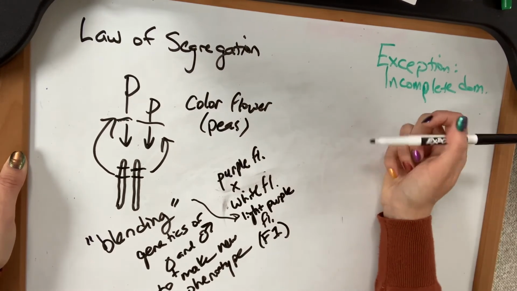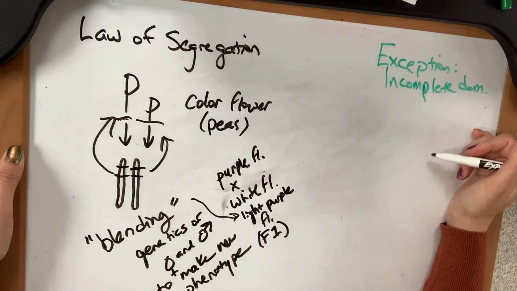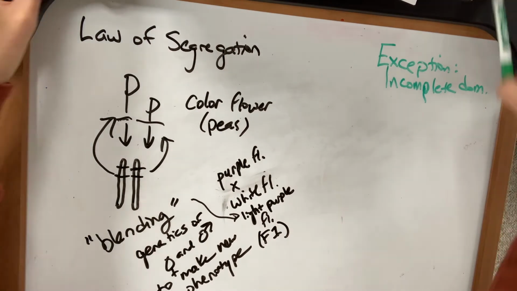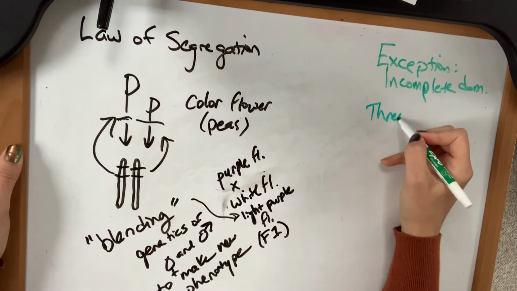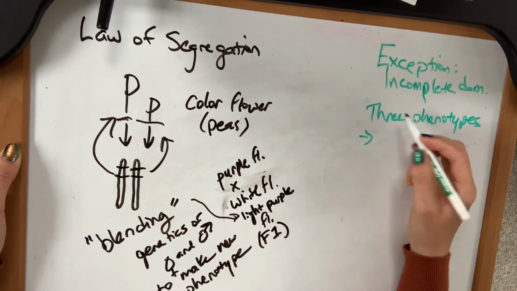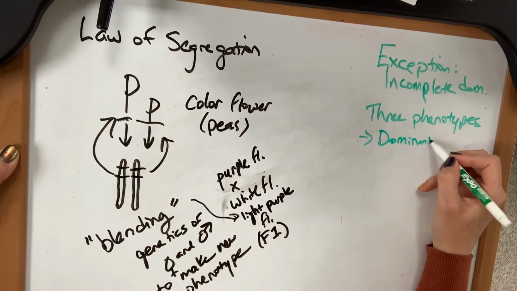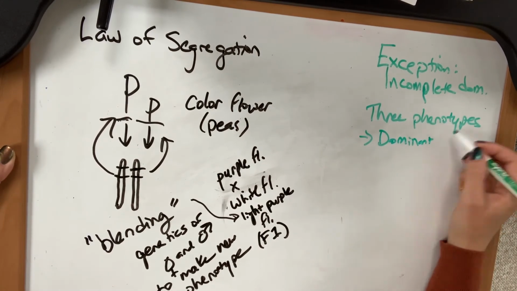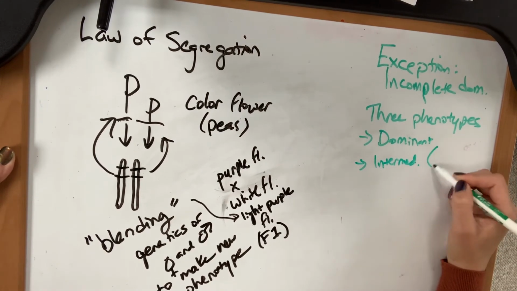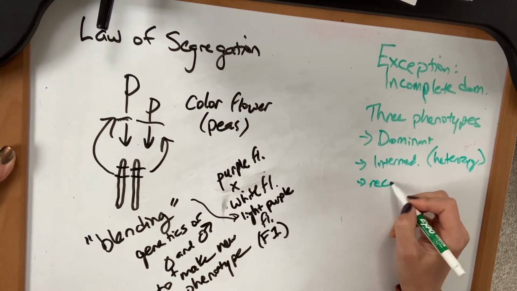Now that is different from incomplete dominance. Incomplete dominance is an exception to this rule. Incomplete dominance is when you have three different phenotypes. We have dominant phenotypes, which are separate from the intermediate, which is heterozygous, and then we have recessive.